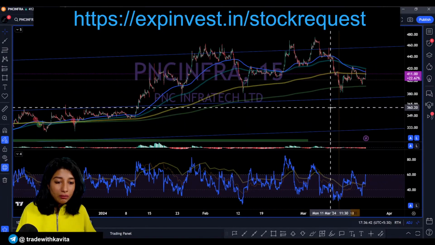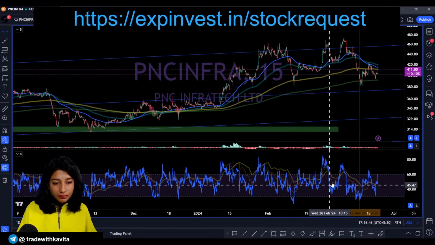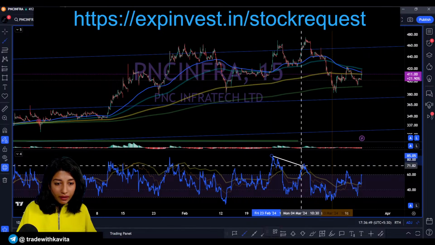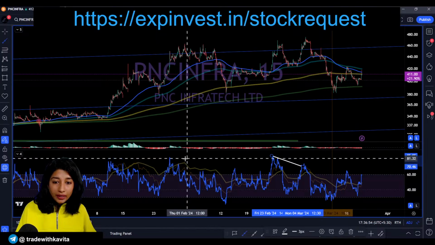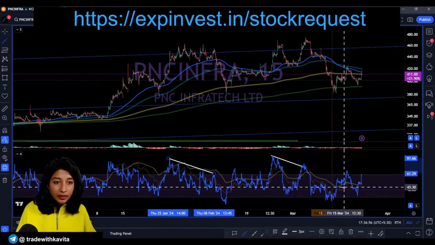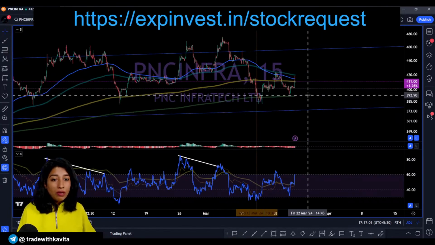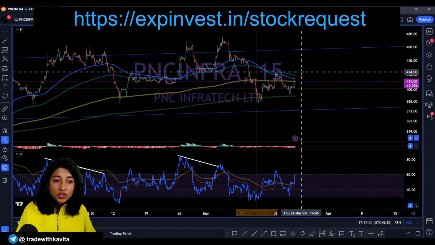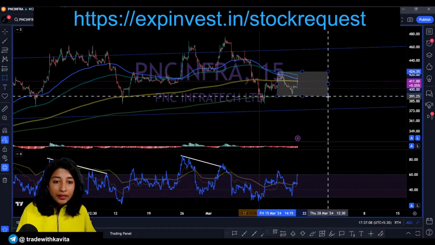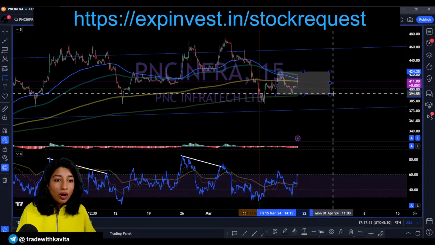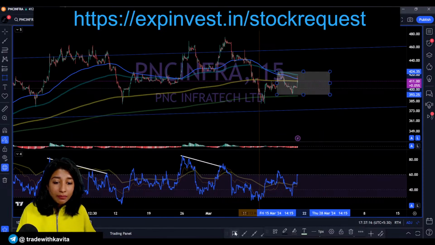Coming to the 15-minute time frame, there was a negative divergence, but I wouldn't say that the stock has really gone into a bear range or anything. In fact, it has just completed a nice little pullback. So yes, PNC Infra looks attractive for a fresh position at 411. I would suggest you not to try to buy the stock above 424. So your buying range can be basically 400 to maybe 425 at tops, at max.